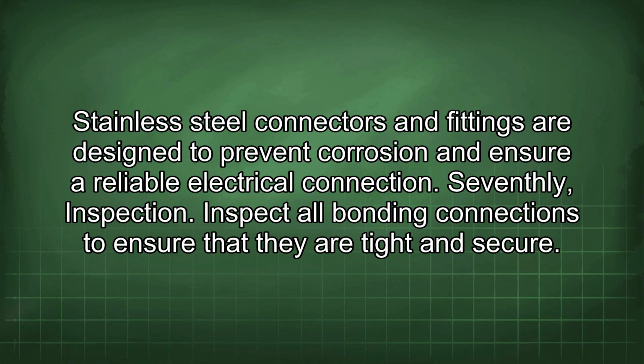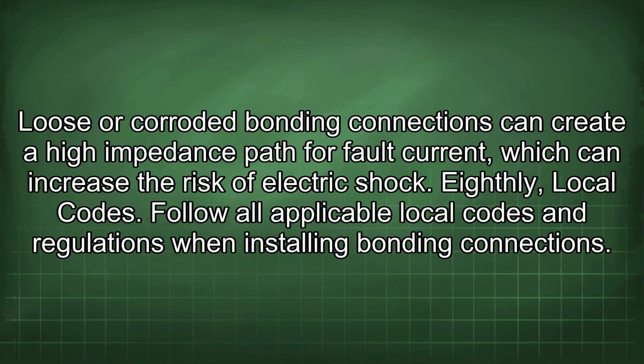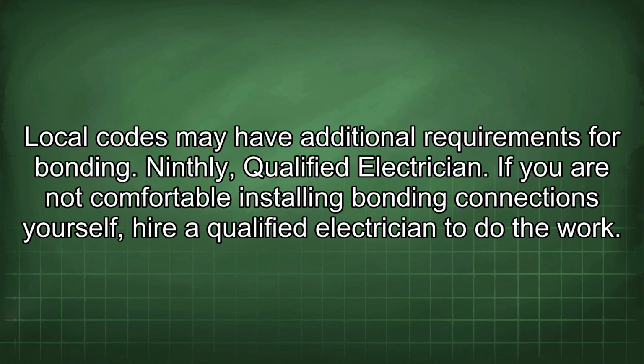Seventhly, inspection. Inspect all bonding connections to ensure that they are tight and secure. Loose or corroded bonding connections can create a high impedance path for fault current, which can increase the risk of electric shock. Eighthly, local codes. Follow all applicable local codes and regulations when installing bonding connections. Local codes may have additional requirements for bonding.